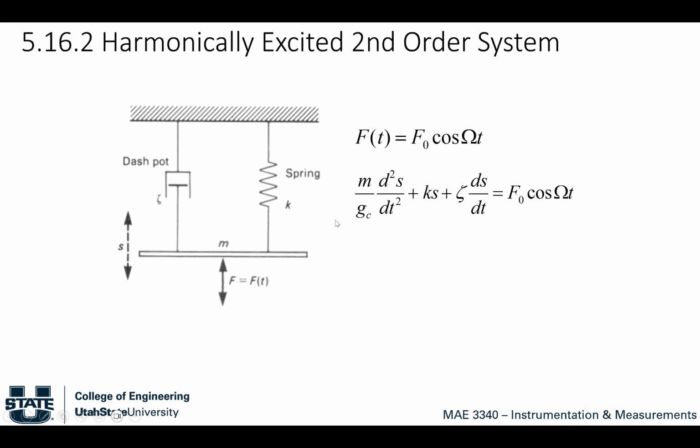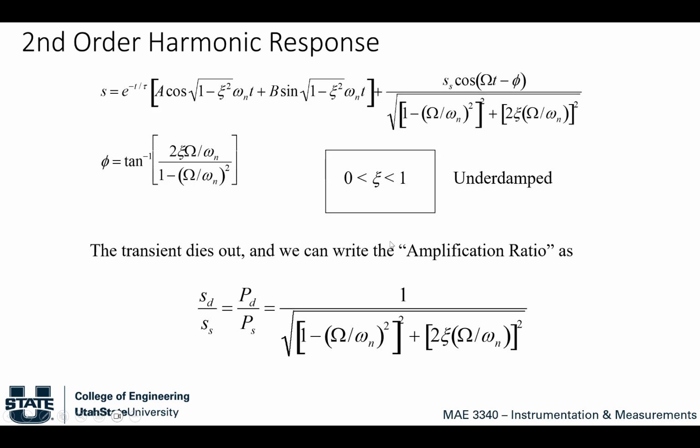So harmonically excited, now instead of just giving it a single force, now we are oscillating. And now we've got a second order system as well. So our equation that we have is looking like this. So a few things to note in this one. The transient part of it dies out, and so then we can just write the amplification ratio.